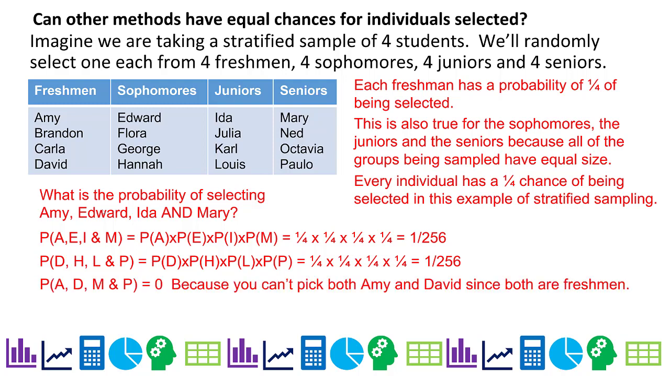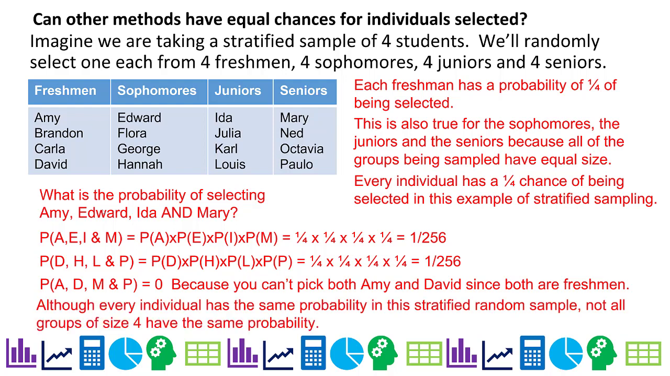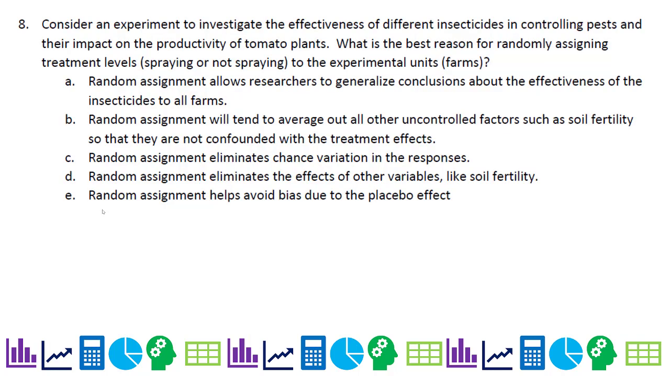But what if I did Amy and David and Mary and Paulo? Well, the probability of getting that group is 0. You can't pick both Amy and David. Both of them are freshmen. You're only allowed 1 freshman. Same thing for Mary and Paulo. You can't pick both of them because they're both seniors, and you still need to go get a sophomore and a junior. So the group probabilities of size 4 are not the same. So although every individual has the same probability in the stratified random sample, not all groups of size 4 have the same probability.